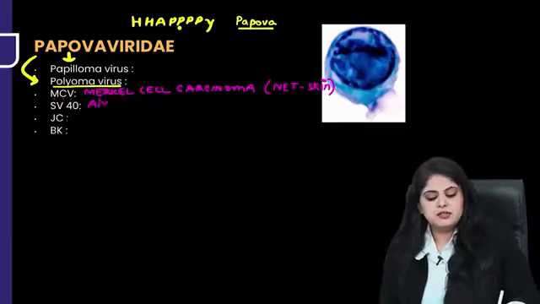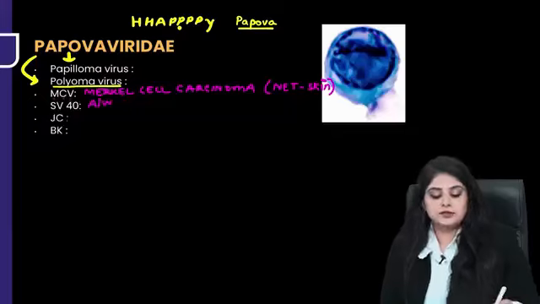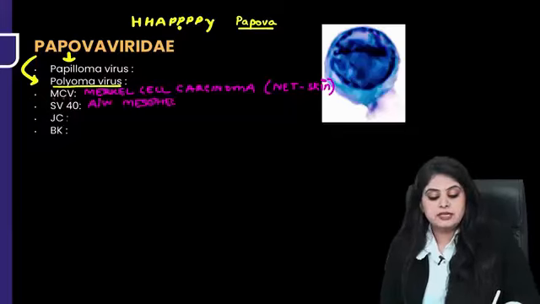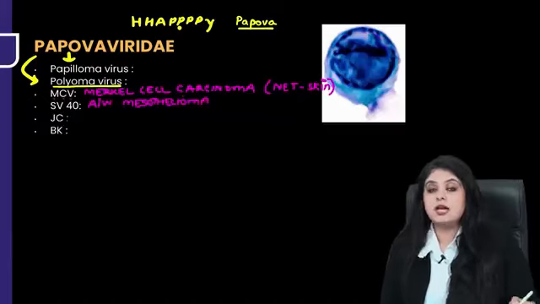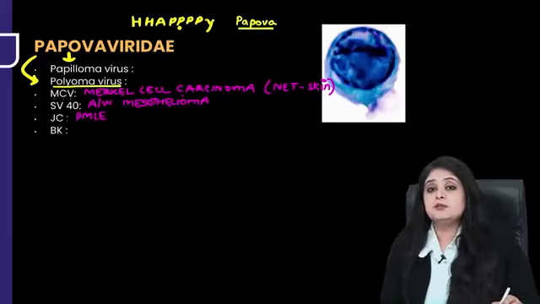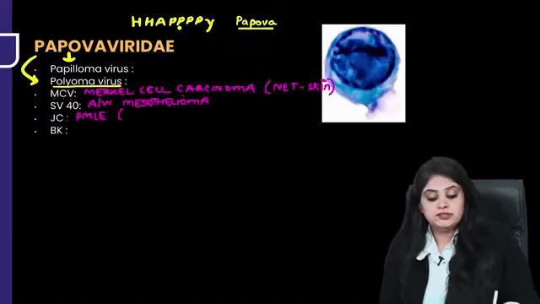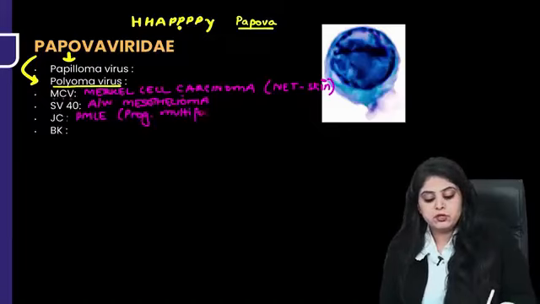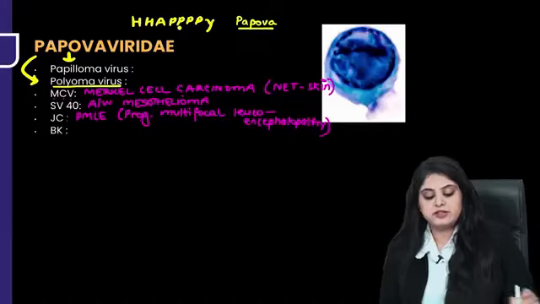SV40. Earlier they used to say SV40 kuch nahi karata, it doesn't cause anything, but now in pathology textbooks it is shown that SV40 is associated with a lung tumor, that is mesothelioma. Coming to JC virus. JC virus causes PMLE. PMLE is progressive multifocal leukoencephalopathy. I hope all of you remember this short form. If not, quickly ek baar dekh lo. Progressive multifocal leukoencephalopathy is what is caused by JC virus.